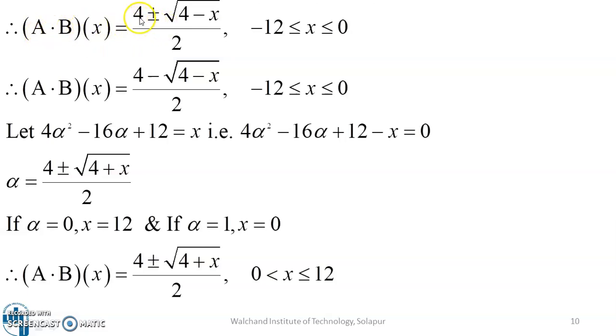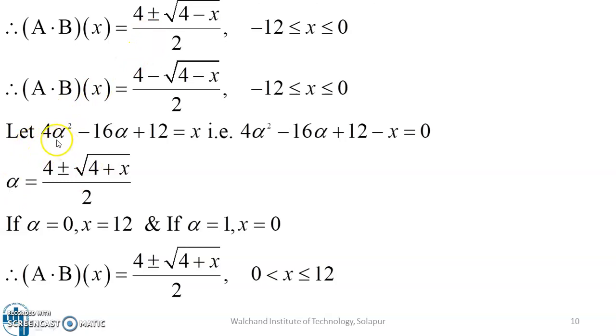The next expression, 4 minus root of 4 minus x upon 2, will be the required expression. We can check that if we put any number from minus 12 to 0, it will always give the gradation from 0 to 1. So whenever such a type of case arises, we have to reject one of the cases and we have to consider the remaining one.